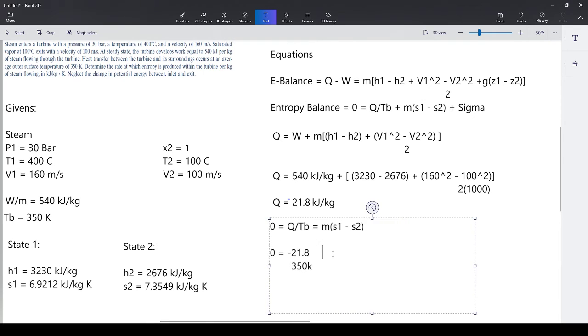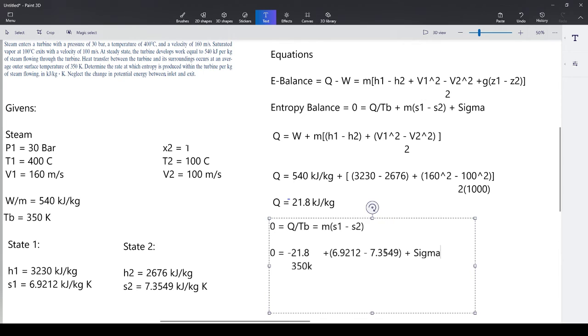Yeah, that's all right. And then plus our S1 minus S2 difference, which is 6.9212. Yeah, I didn't do that one very well. 9212. And this is minus 7.3549. And then plus entropy produced, which is sigma. So what you do is you flip this all around.